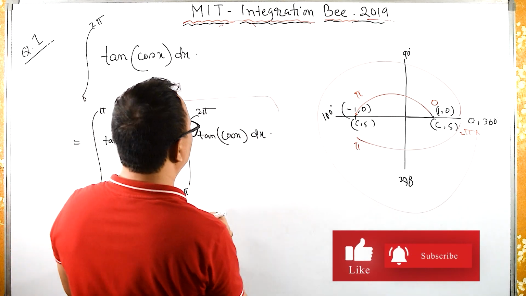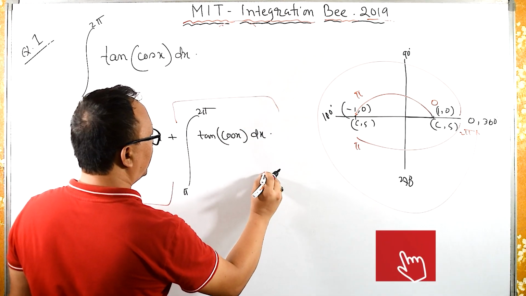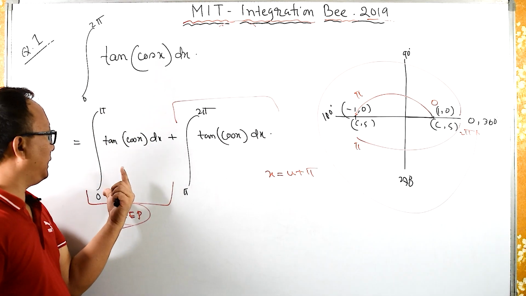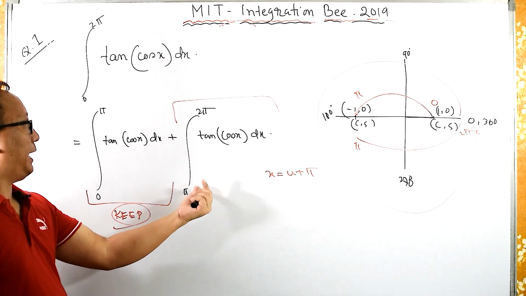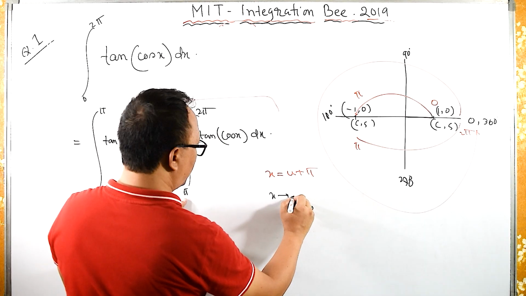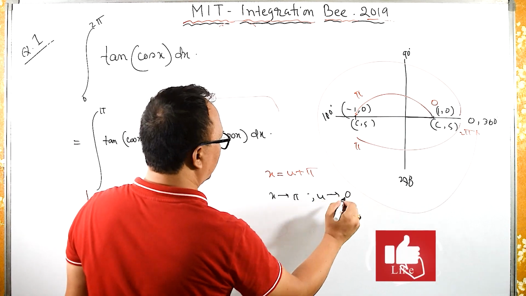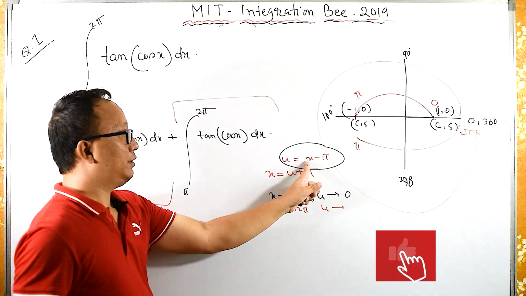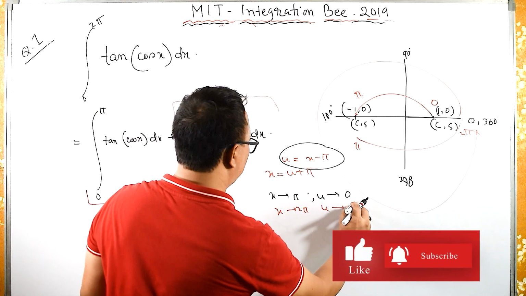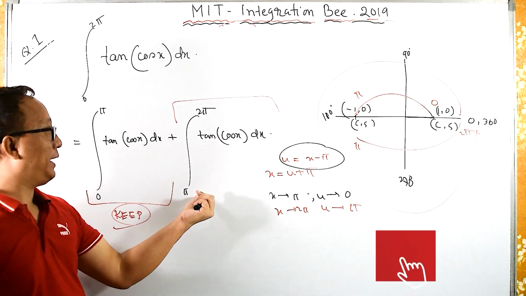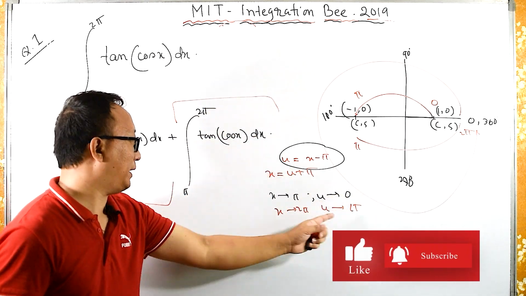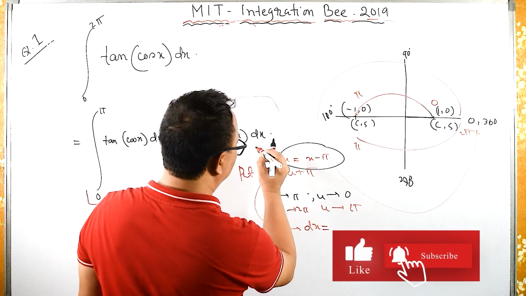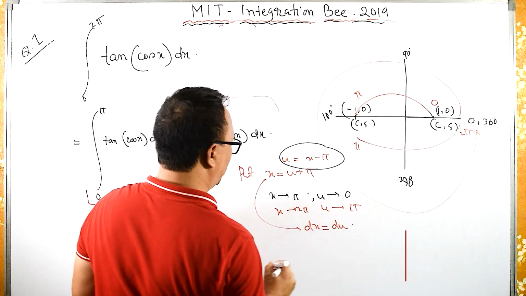Now for this I will substitute x equals u plus pi. Why? Because I want to bring the limits of integration from pi to 2 pi to 0 to pi. When x equals pi, then u tends to 0. When x equals 2 pi, then u tends to 2 pi minus pi, which is pi. So the limits of integration become 0 to pi. Now let's differentiate this: dx becomes du.